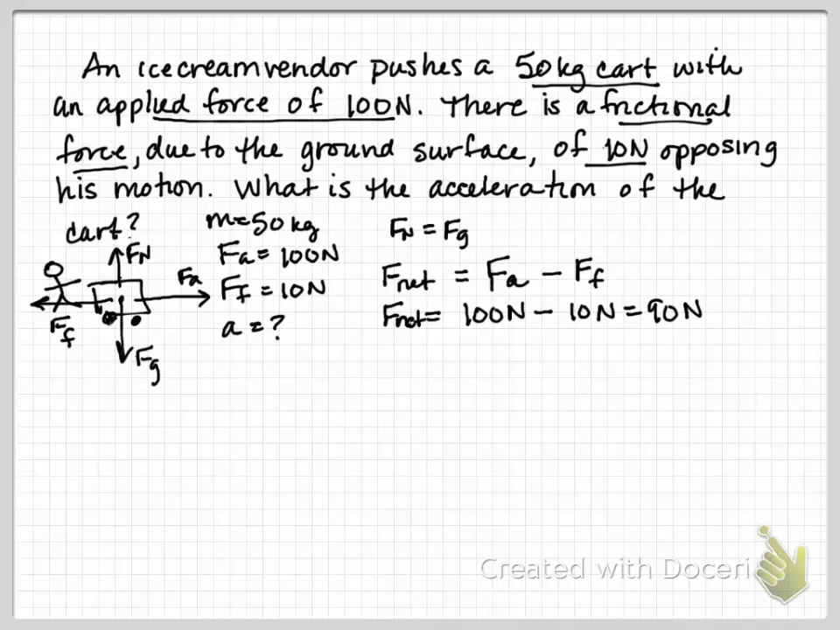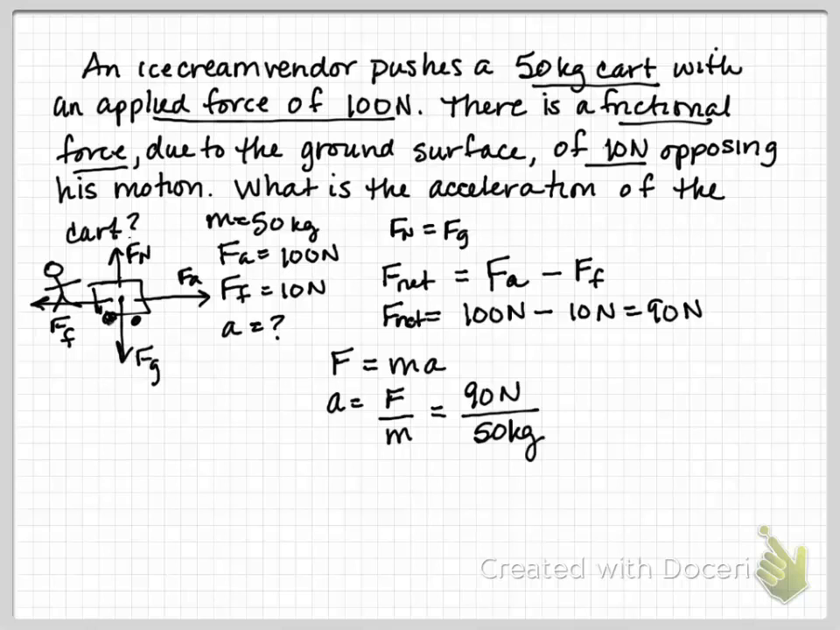And then if we want to know what the acceleration is, force is equal to mass times acceleration. So acceleration is going to be force over mass, which is going to be 90 newtons divided by 50 kilograms. And that is 1.8 meters per second squared. And it's going in the same direction as the cart is being pushed. So if it's being pushed to the right, acceleration is positive, and it's to the right. Okay.